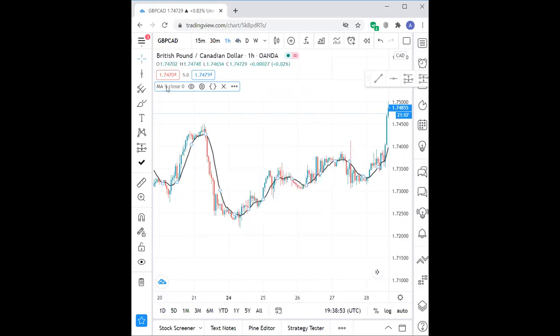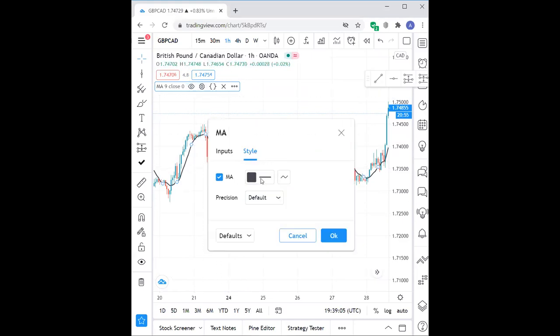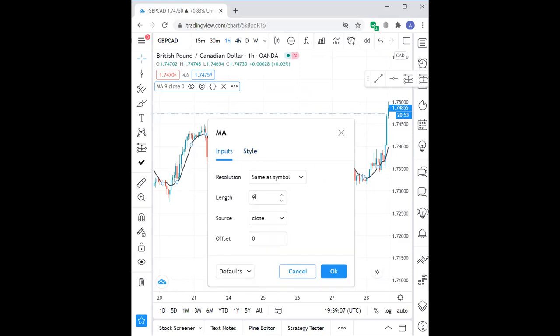So this one is the 9. The 9 actually works as a trend line because it follows the price. Whenever the price goes down, it goes down with the price. When the price goes up, it follows the price up. So let's use rather a different one and use the 50.